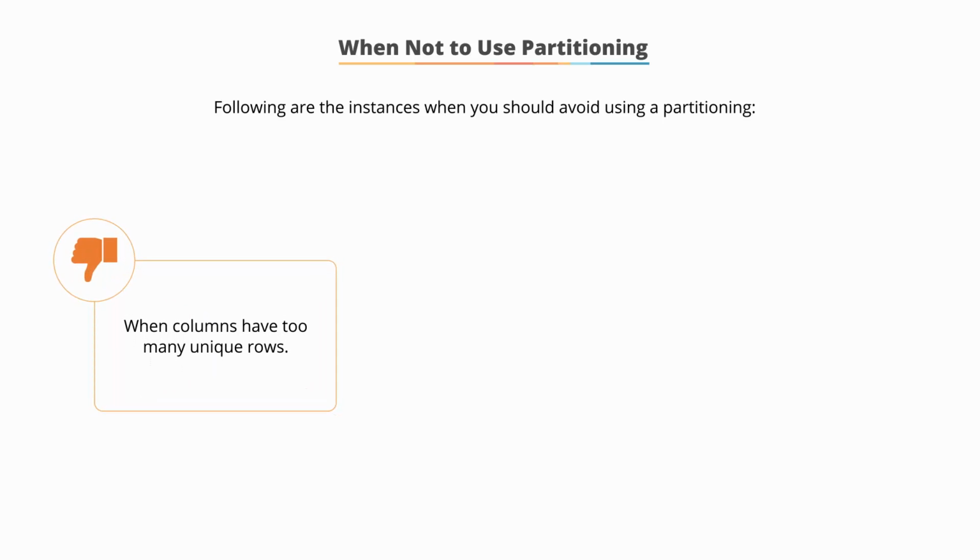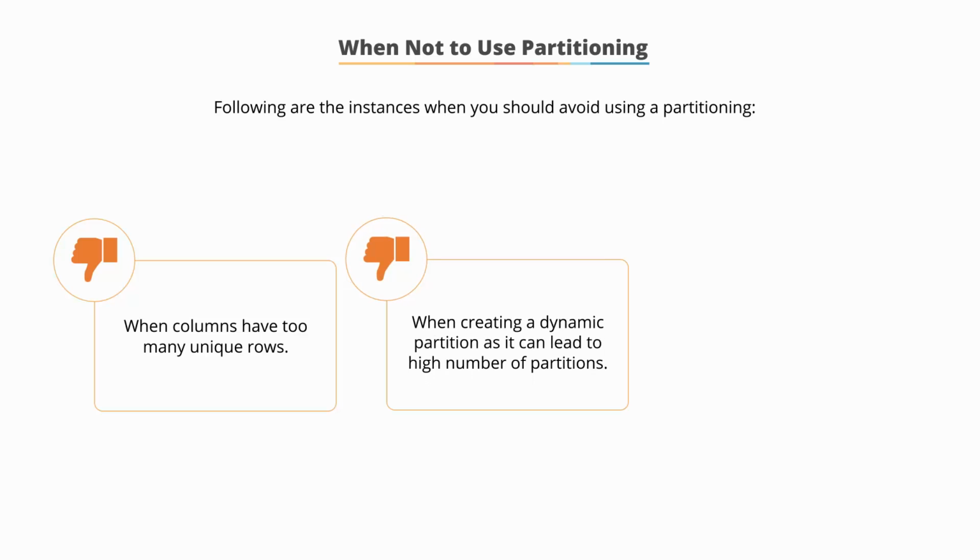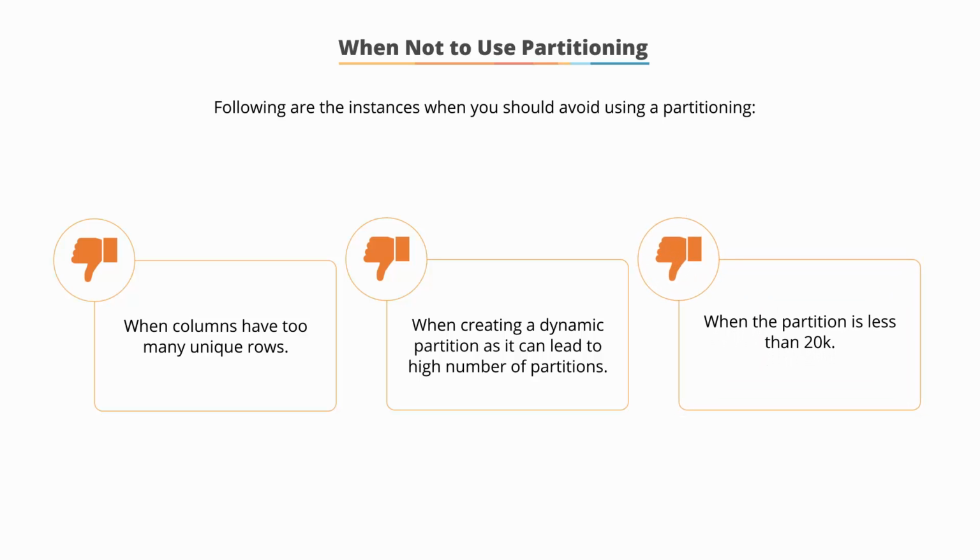So when is not a reason to use partitioning? Well, here are some instances when you should avoid using a partition. One, avoid partitioning on columns that have too many unique rows. You'll end up with way too many partitions. Also, be cautious while creating dynamic partitions, as it can lead to a very high number of partitions if, for example, you create a new partition for every zip code in the US. Also, try to limit partitions to less than 20K in size.